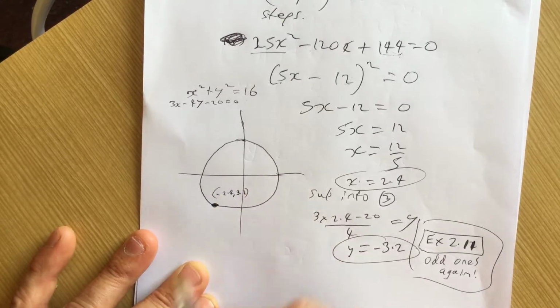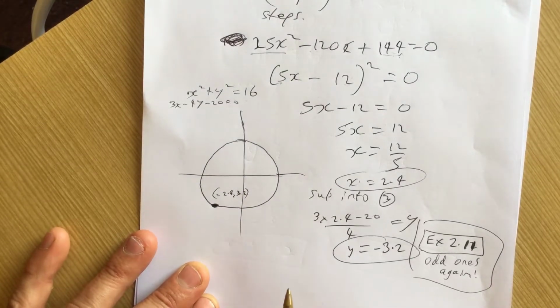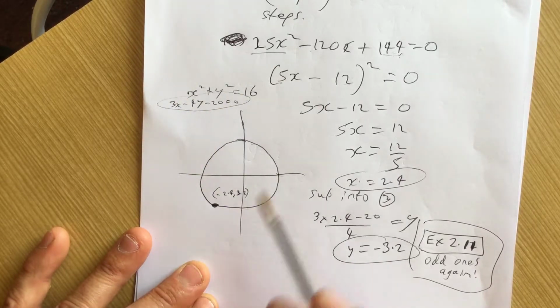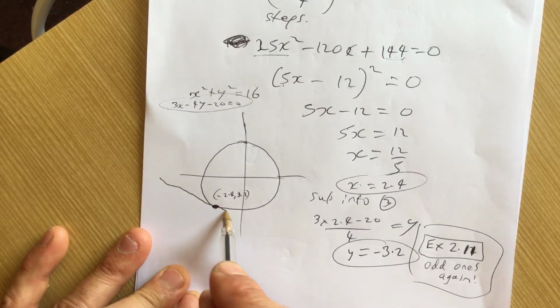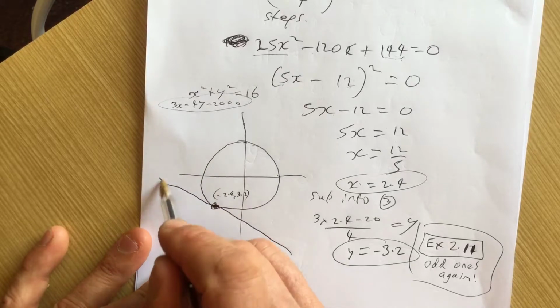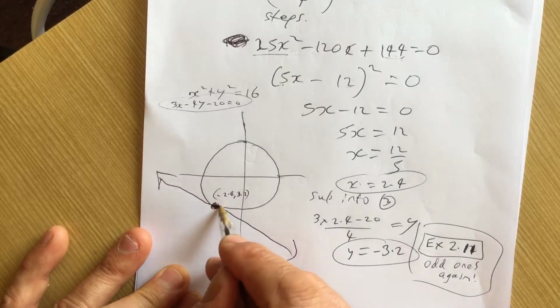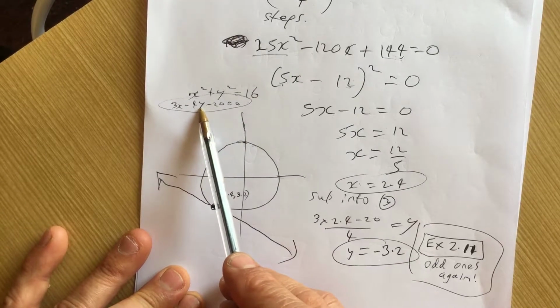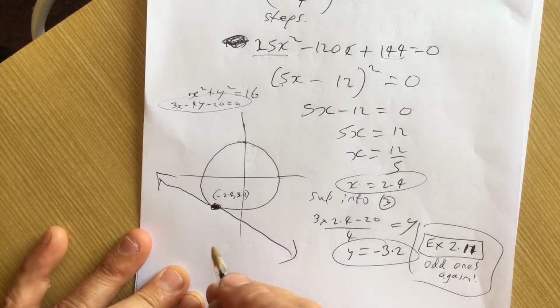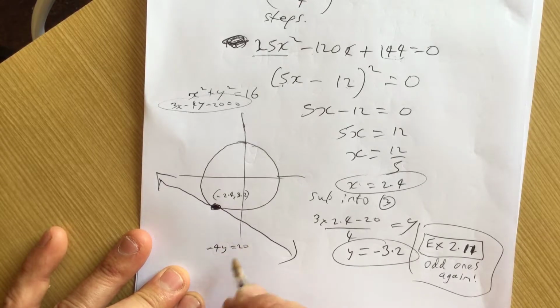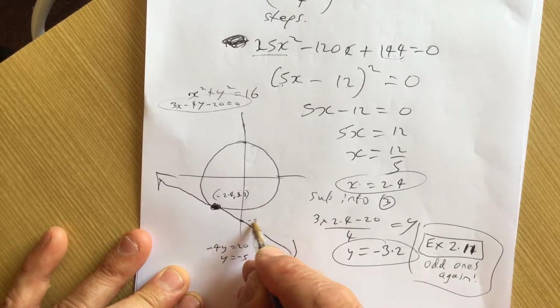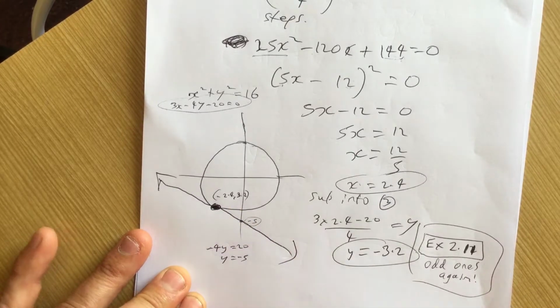What does it mean that we only got one answer? Because most of the time you'll get two. It means that this is actually a tangent. It actually just touches this. And you can just check this by one more little thing. You can put into this equation x equals 0 to get the y-intercept. So that means you get minus 4y equals 20, so y equals minus 5, and that looks like it would be about minus 5.